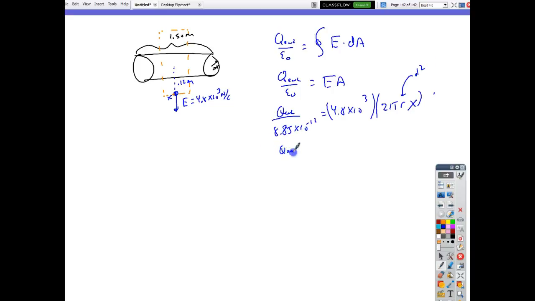So my charge enclosed over x is equal to, let's do some math, 4.8 times 10 to the third, pi times 0.12 times 8.85 times 10 to the negative 12. And I get a lovely 3.20 times 10 to the negative 8th, whatever that is.